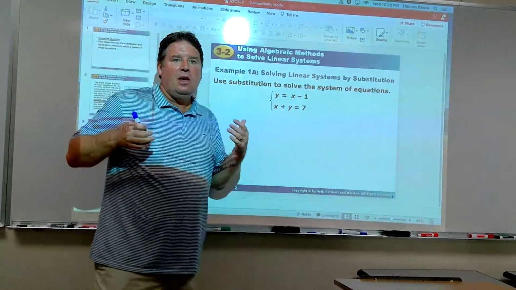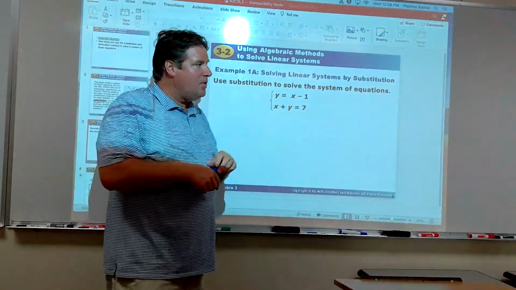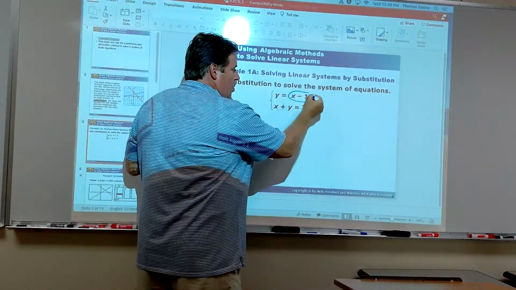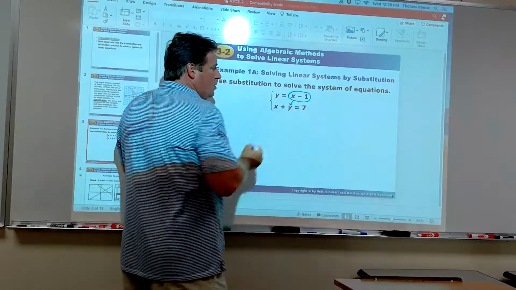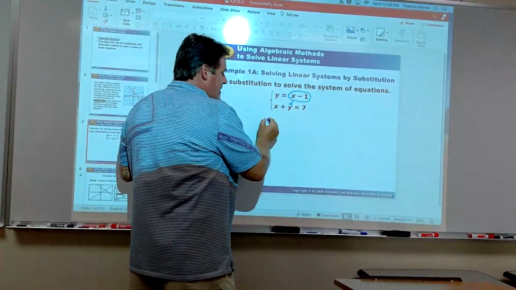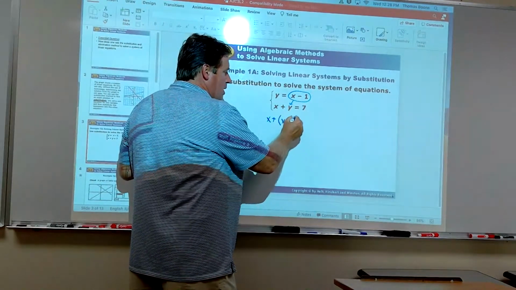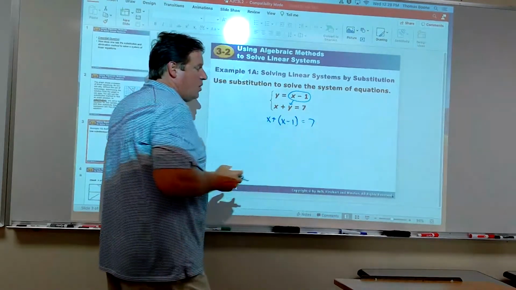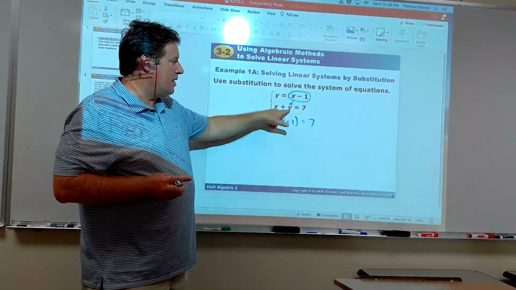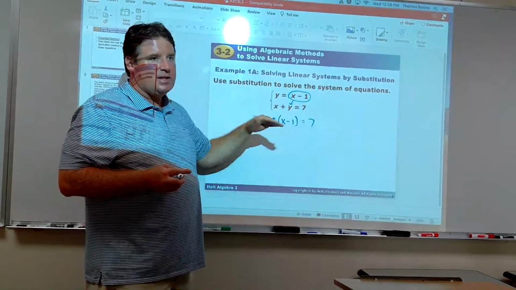Now, just like you can take 4 quarters and that's a substitute for $1, well, same thing here. If we know that y equals x minus 1, we can then substitute that in for y. So here's what we'd have. We'd have x plus, now in place of y, we're going to put x minus 1. That equals 7. So all we've done is we've substituted something in for y in the second equation, something that's equivalent to it. Well, what that does is it gets us down to one variable.